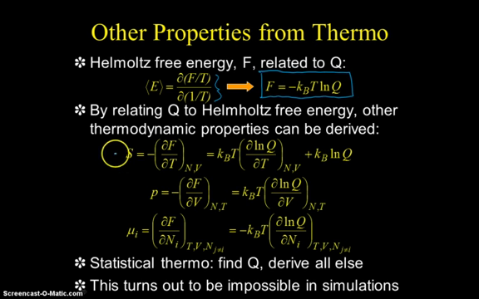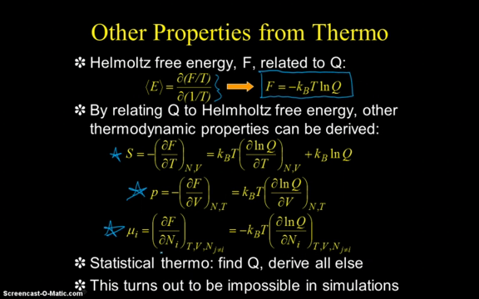The entropy, for example, is given by negative the partial of free energy with respect to temperature at constant number of particles and volume. Because of the relationship above, we can derive this from the partition function. The pressure is the opposite of the partial of the Helmholtz free energy with respect to volume at fixed number of particles and temperature, so that's kBT times the partial of the log of Q with respect to volume. The chemical potential can also be determined as the partial of the free energy with respect to the number of a particular type of molecule.